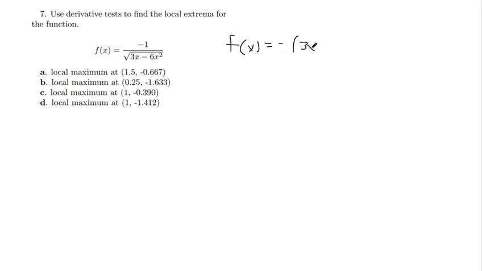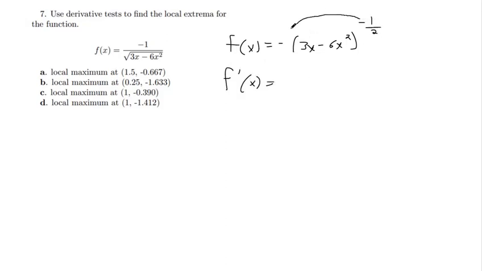It's 3x minus 6x squared, all to the negative 1/2 power. A square root is a 1/2 power, and we can move it to the numerator by just changing the sign of the exponent from positive 1/2 down here to make it negative 1/2. Now it's much more derivative friendly because the power rule applies.